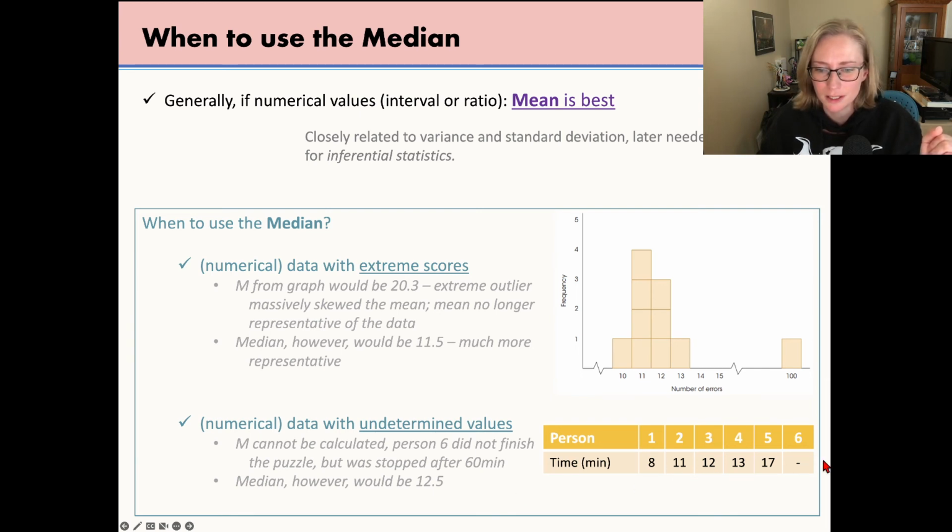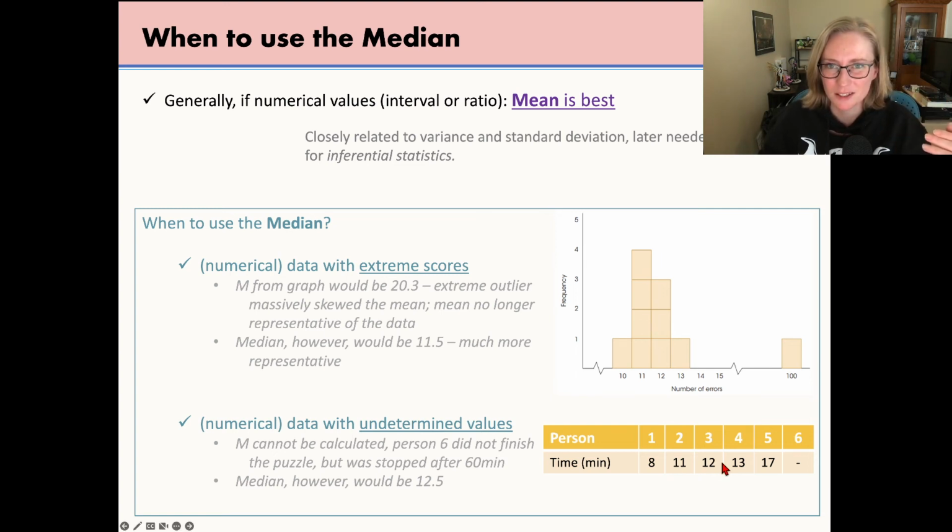So if you were to calculate the mean here, you can't actually calculate it because there's no value here. But if you take the median, you can still take this person into account. We have 1, 2, 3, 4, it has the number here. We have 6 values, an even number of values, so we're going to take the 2 middle ones here. So 12.5 is our median, and it doesn't matter how long it took this person to finish the puzzle.